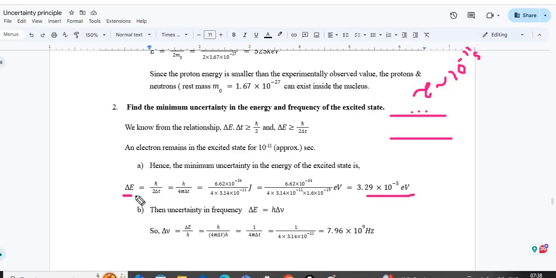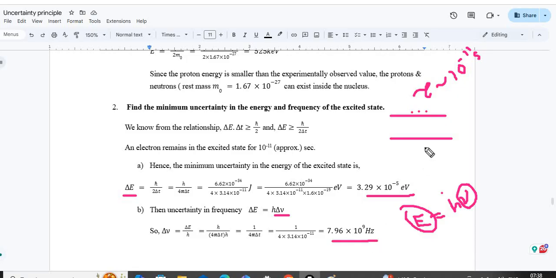Now the energy uncertainty is known, so we can easily calculate the uncertainty in frequency. Energy E is given as h nu. You know the energy uncertainty, h is a constant, so you can calculate the uncertainty in the frequency. It's in the order of 10 to the power 9 Hertz.